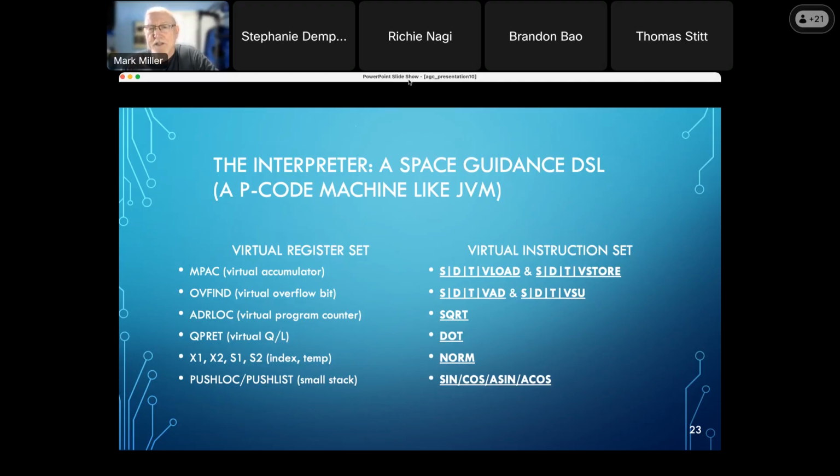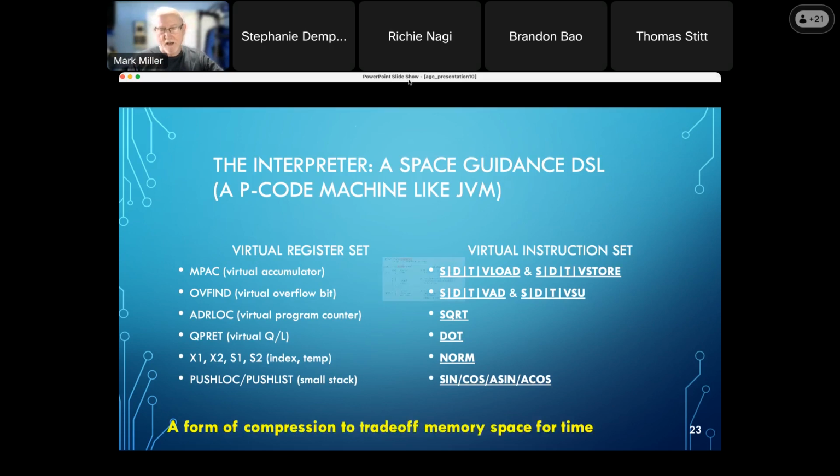And they could do with this single, double, and triple precision vector loads and stores, adds and subtracts. They could do square roots, dot products, normalization. And the whole point of this was it was a much more reliable way to develop the guidance software. In particular, it really served as a form of compression to express the guidance software.